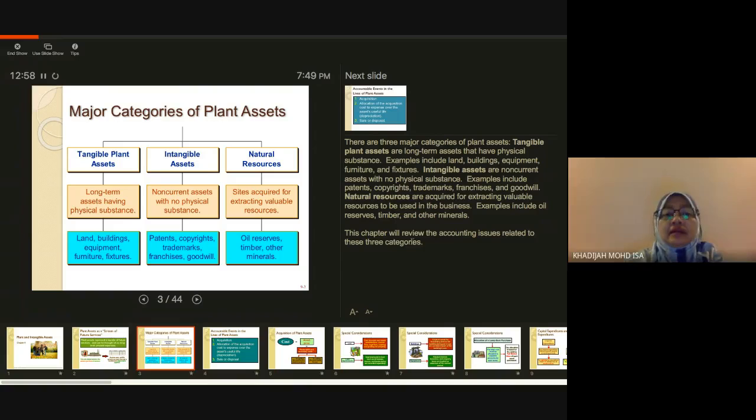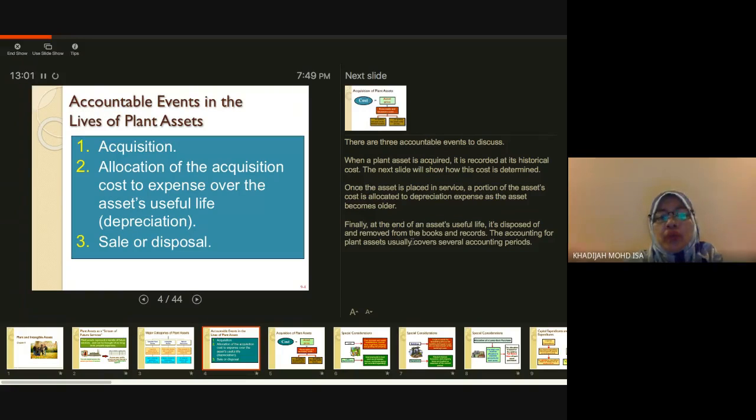So what do you do when you have your asset, whether it's a plant asset, an intangible, or natural resources? There are three things that you have to do. Number one is upon acquisition. There's an event where you acquire the asset, so how are you going to record the acquisition of your assets?